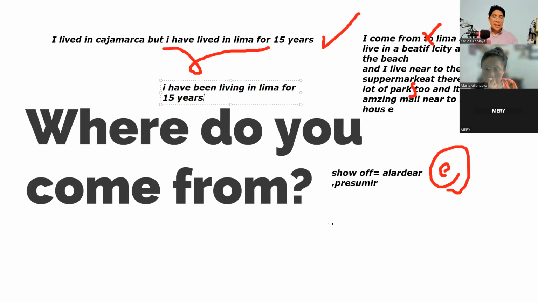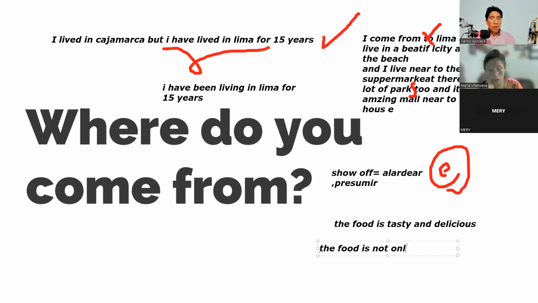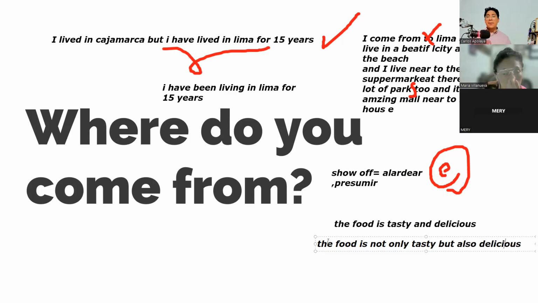Remember that, for example, you say, and the food is tasty and delicious, right? The food is tasty and delicious. This sentence means the food is tasty and the food is delicious. So you can say the food is not only tasty, but also delicious. Did you understand? So you can say, for example, I live in Cajamarca and I've lived in Lima for 15 years. My city is not only beautiful, but also hectic.